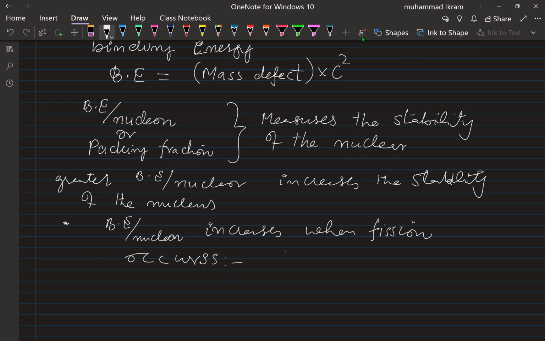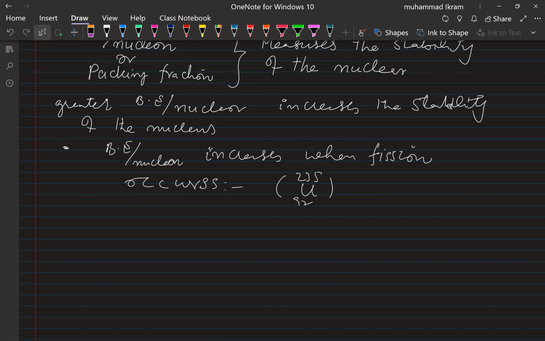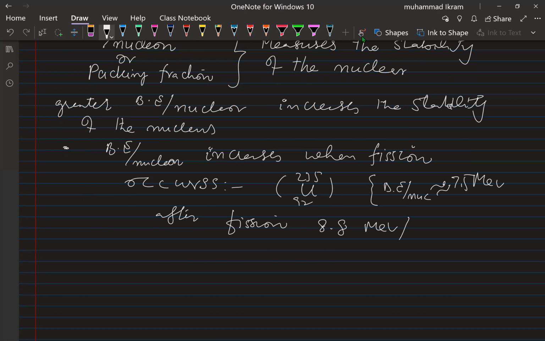Why? For example, if you have uranium 235, 92, and it undergoes fission, meaning it splits into two parts, its binding energy per nucleon is roughly 7.5 MeV per nucleon. After fission, this comes out to be 8.8 MeV per nucleon. Therefore, during fission, energy is released for the fragment products, right? So that is the binding energy per nucleon.